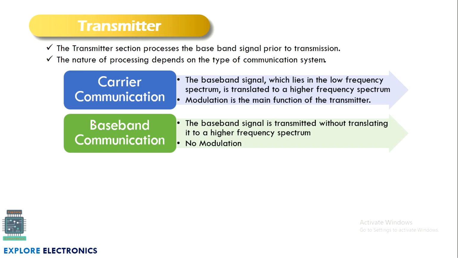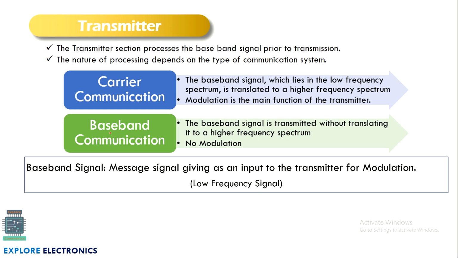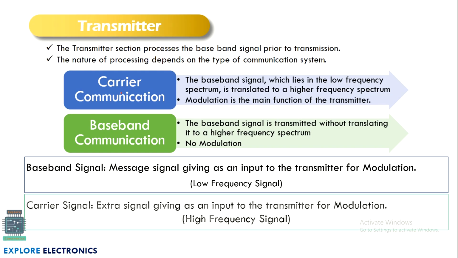What do you mean by a baseband signal? Baseband is a message signal which is in terms of electrical quantity. What is a carrier signal? It is an additional signal we are giving along with a baseband signal. In carrier communication, the baseband signal which lies in the low frequency spectrum is translated to a higher frequency spectrum. So here modulation comes into the picture. We are going to use a technique called modulation. Modulation is the main function of the transmitter in carrier communication.